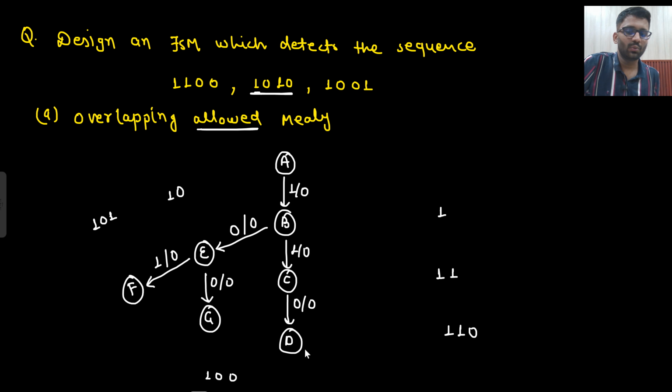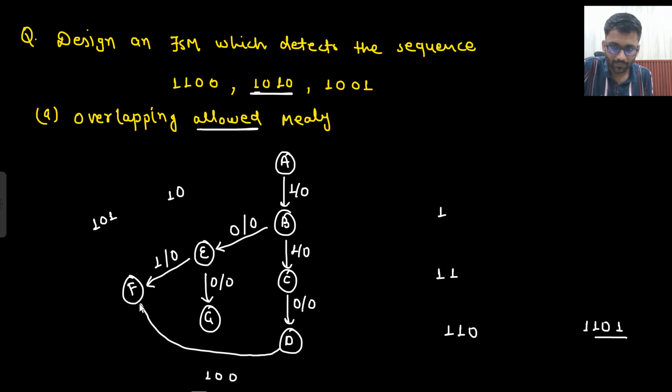Now let's go to D. After D, if 1 comes, what will it say? That sequence is not detected, your output will be 0 only, but I will look for the best possible case because overlapping is allowed. So what will be the best possible case? 101. Yes, I can see 101 in case of F. So I will go to F directly. Say yes or no. If my applied input after 110 is 1, then the sequence is not detected, but I will go to F because the best case is 101, which I can already see in F.